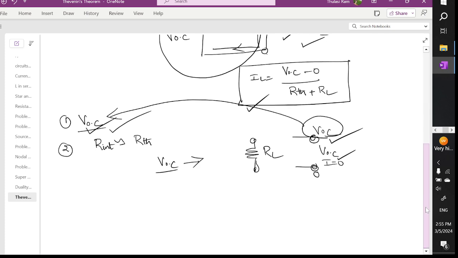Coming to the second step, in solving this second step, we have two methods. So how to find RThevenin? First one is if you have only dependent source.